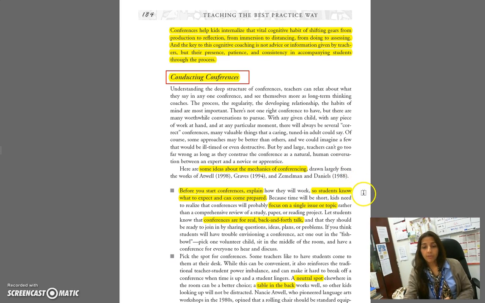Before you start the conference, explain so students know what to expect and they come prepared. So this is very important. Before you start scheduling the conferences, have a general class and explain to the whole class what a conference is and what she expects them to do in the conference. What will she as a teacher be doing in the conference? What will be her role? What will be the student's role? And how does she want them to come prepared?